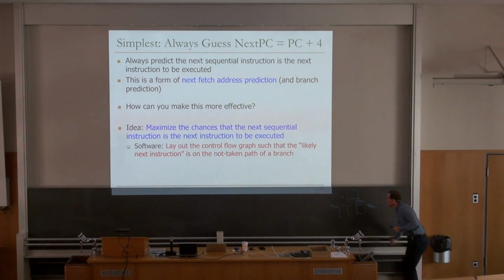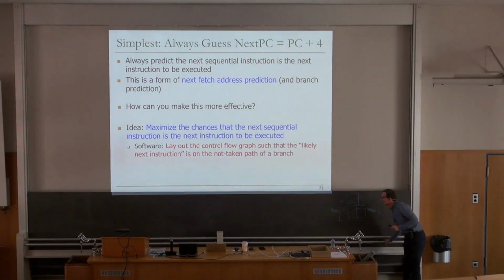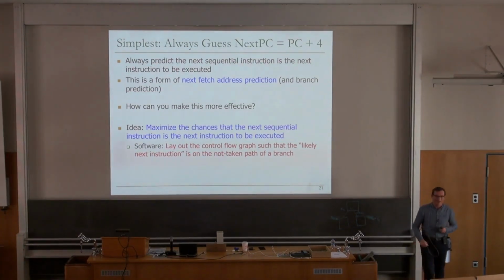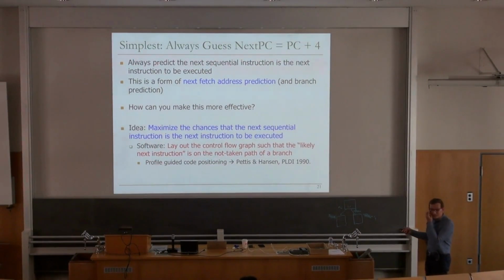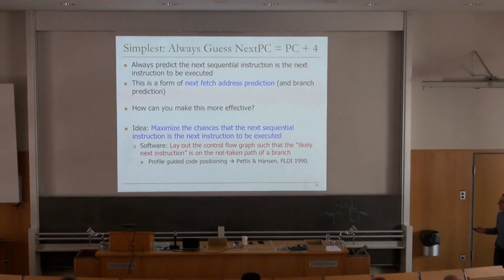It's a very simple idea. It's actually employed in many compilers, including GCC, and we're going to talk about that next. This is called profile-guided code positioning, and this is the seminal paper that introduced the idea in the Programming Languages Design and Implementation Conference. Makes sense, right?